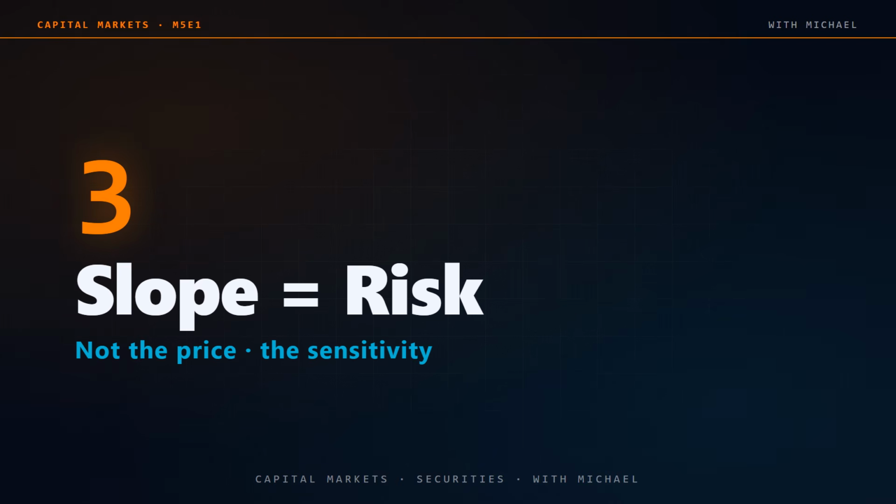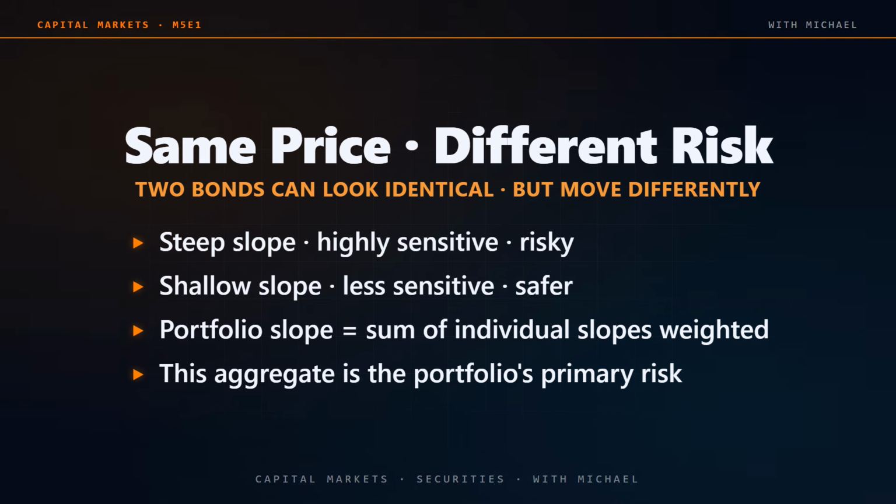Section 3. Why slope matters more than absolute price. Most investors think about bond prices in absolute terms. They look at the current price and the absolute change. But for risk management, what matters is the slope of the price-yield curve at the current operating point. A bond that has a steep price-yield slope is highly sensitive. Even a small yield change produces a large price change. A bond with a shallow slope is less sensitive. The slope is what tells you about risk.